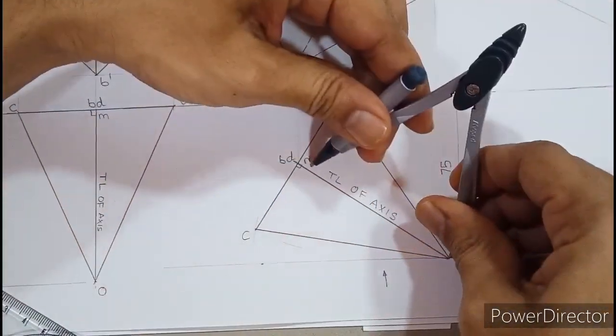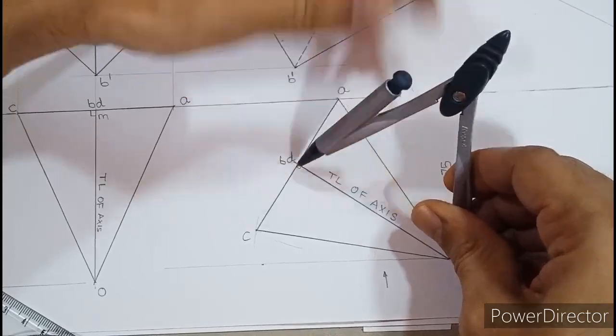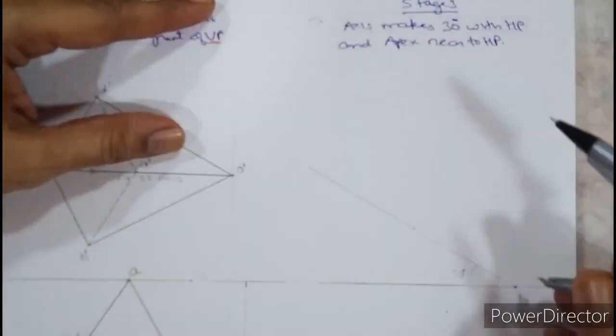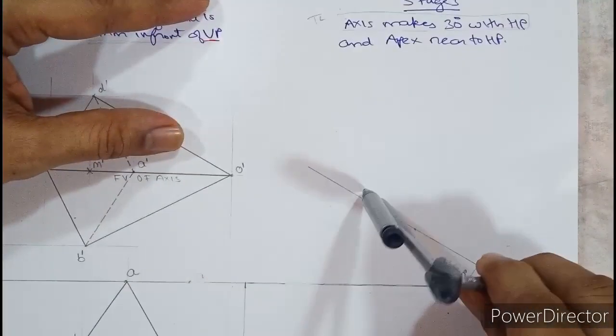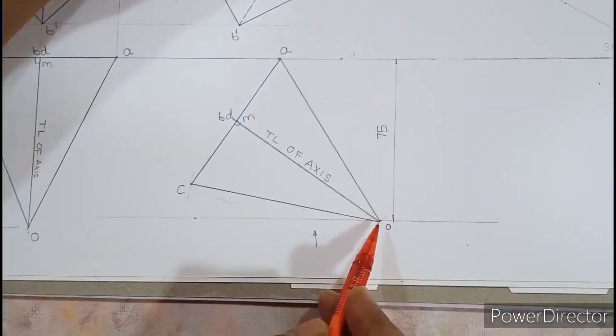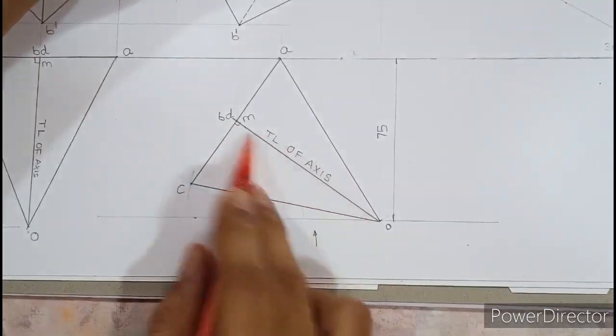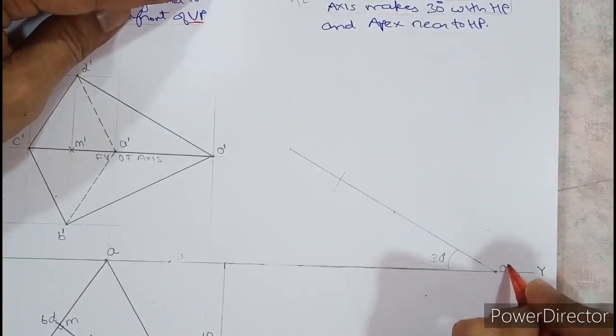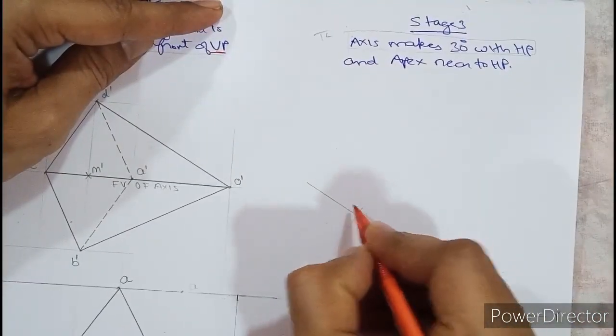So what we are doing is we are applying the concept of lines. Just observe what we are doing. On this 30 degree line, as per the question, you have to mark the true length. So I mark the true length over here. Now see, what is the name of the line? It is axis, means OM, right? So this is O dash and this is M dash, M1 dash.